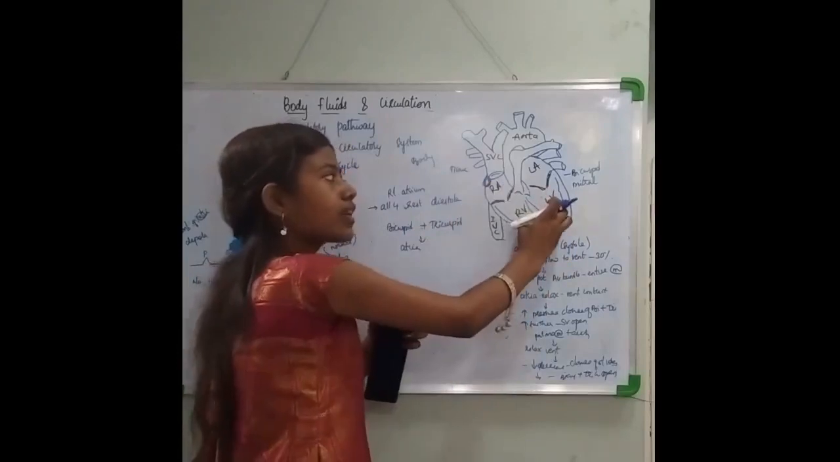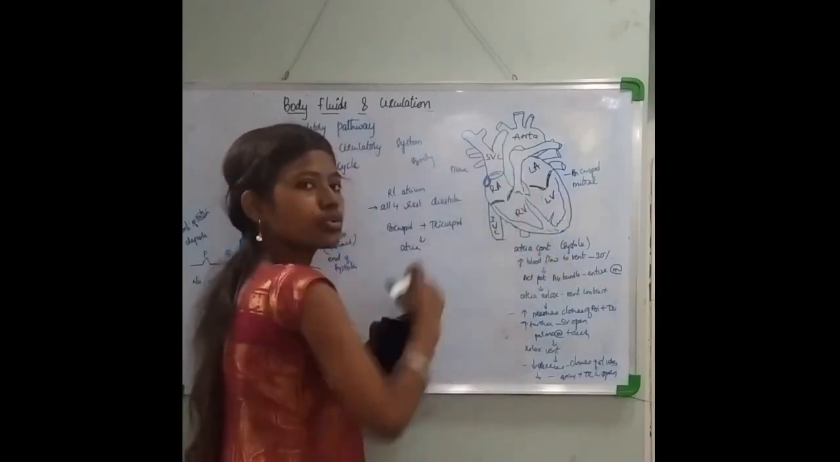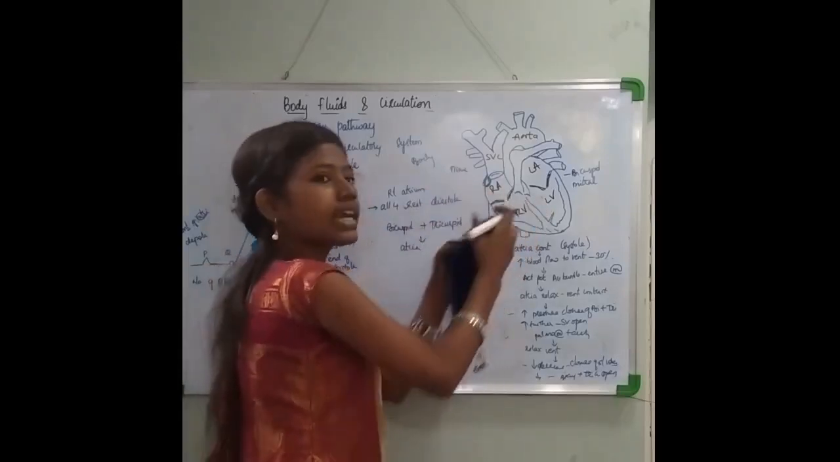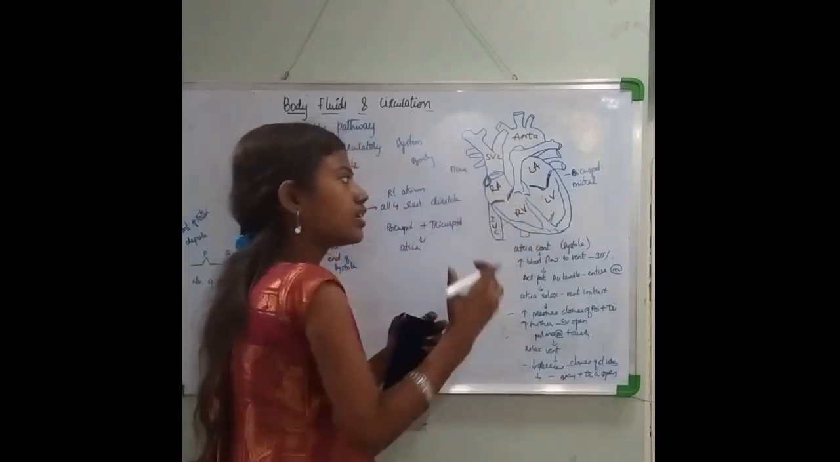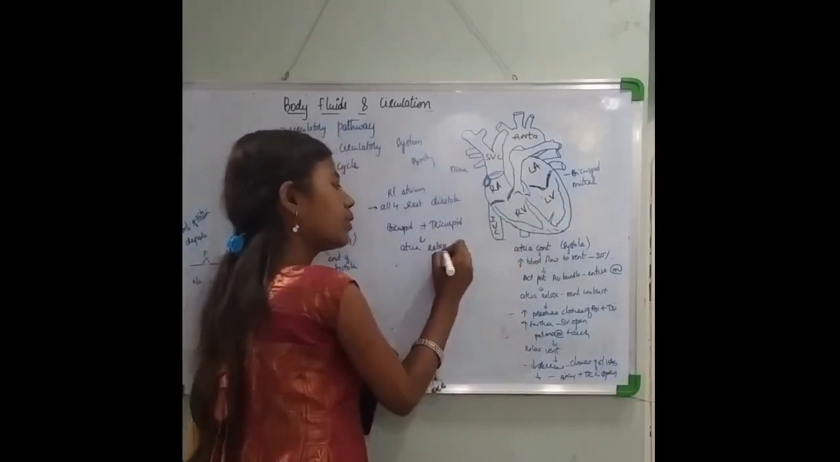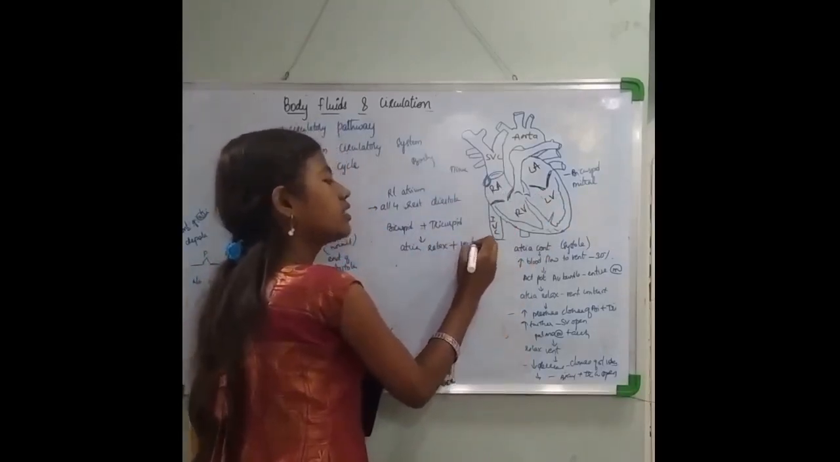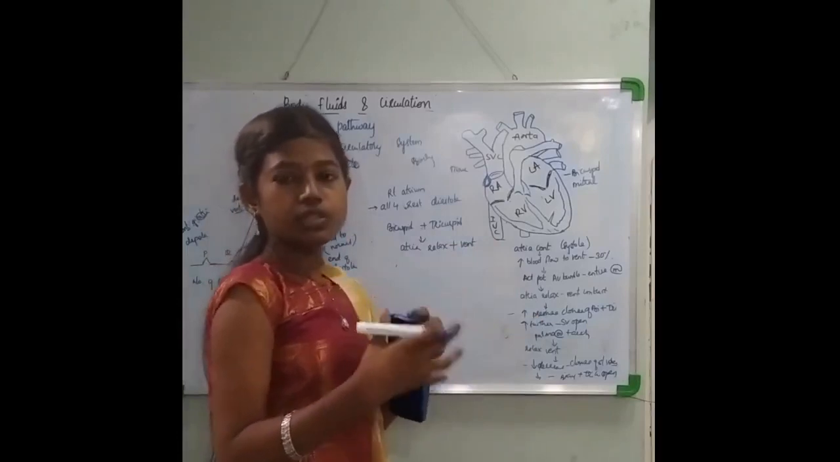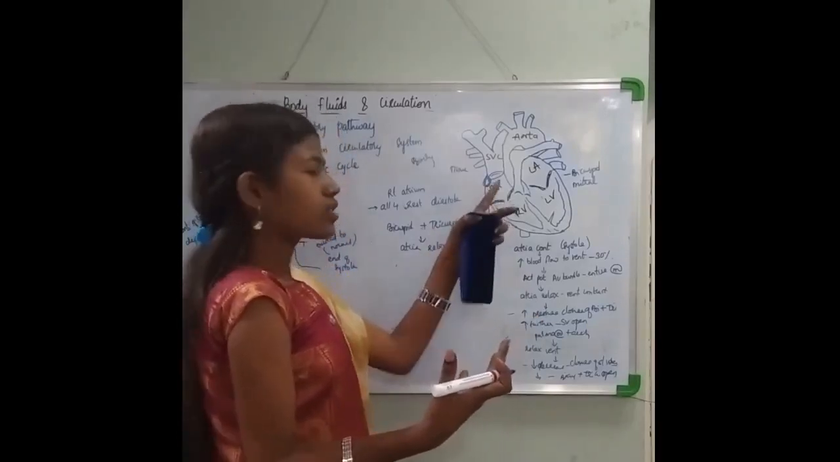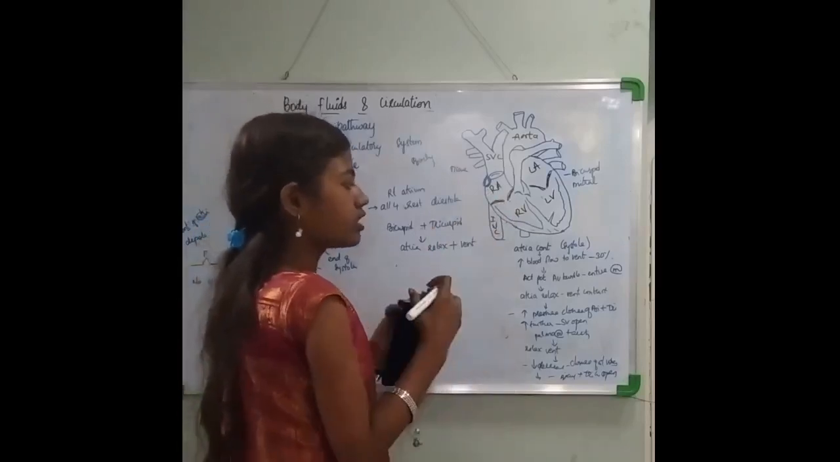As the ventricles are contracting, the atria go into relaxation. So atrial relaxation coincides with ventricular contraction. The atria relax while the ventricles contract. This is a simultaneous process. When the ventricles contract, the atria have to undergo relaxation, so it is a coincident process.